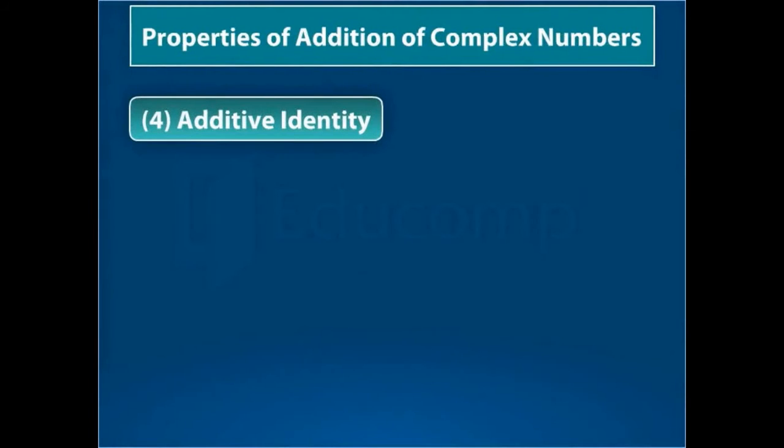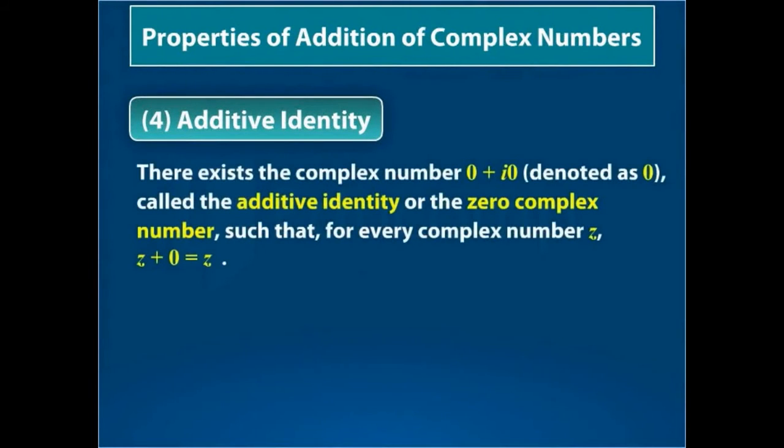Existence of an additive identity. There exists a complex number 0 plus i0 denoted as 0 called the additive identity or zero complex number such that for every complex number z, z plus 0 is equal to z.